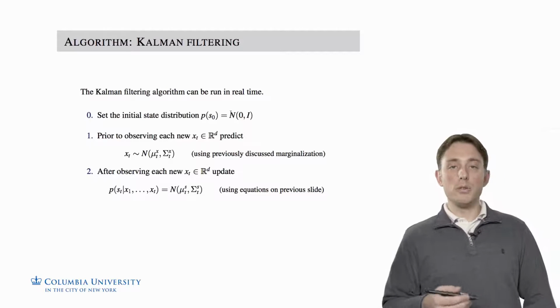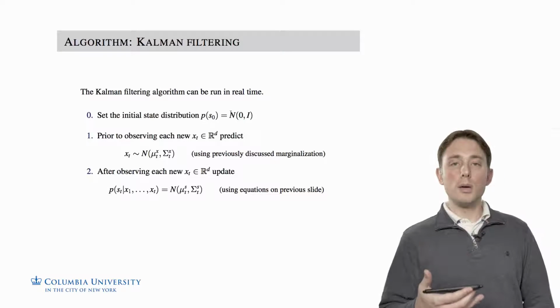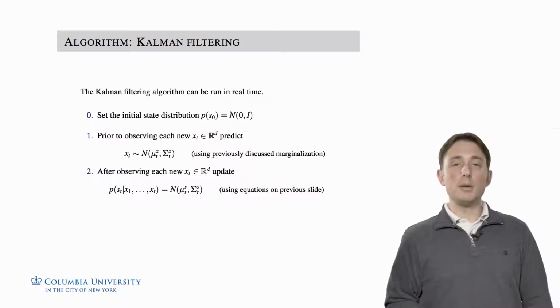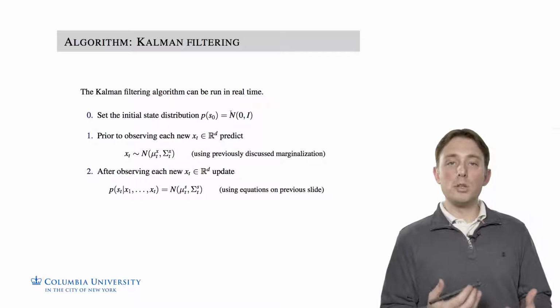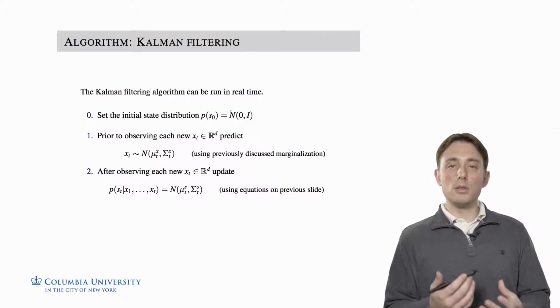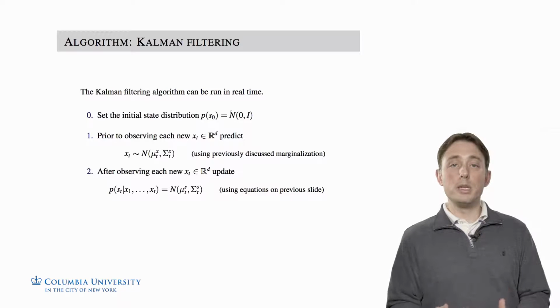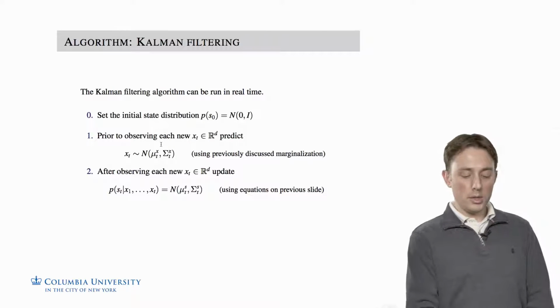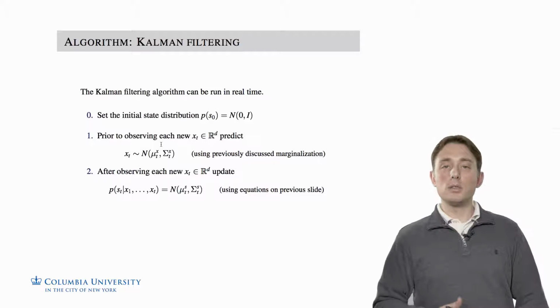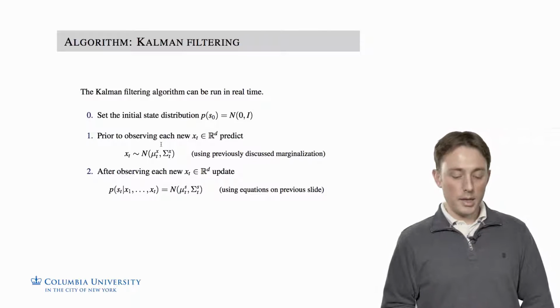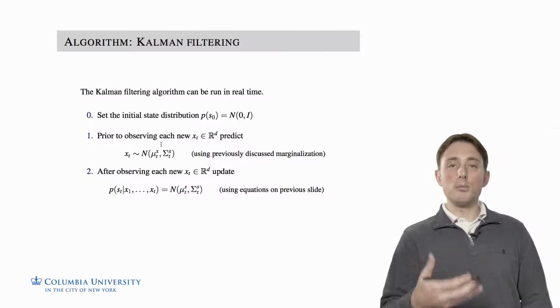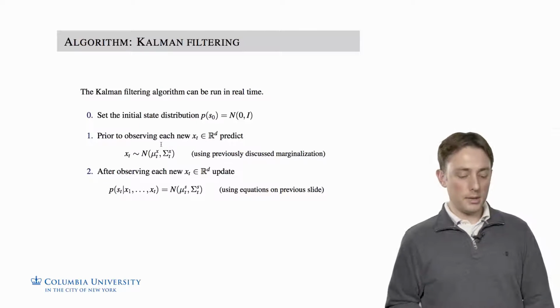Then prior to observing each new observation at a time point, for example at time t, prior to observing the value at time t, xt, we form the predictive distribution, which is a Gaussian with a mean and covariance, as discussed on the previous slide. That's our prediction for what we're going to observe next.